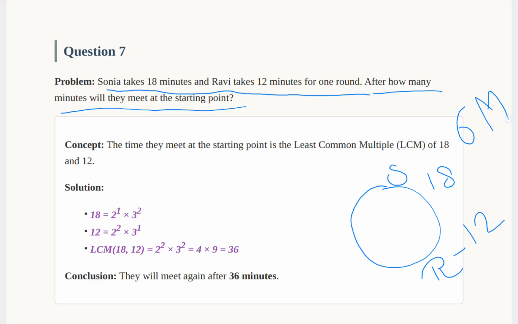6 minutes difference. Okay, and the question is saying that after how many minutes will they meet at the starting point. And now just suppose they are starting from this point. The question is saying that after how much time they will meet again at this point.